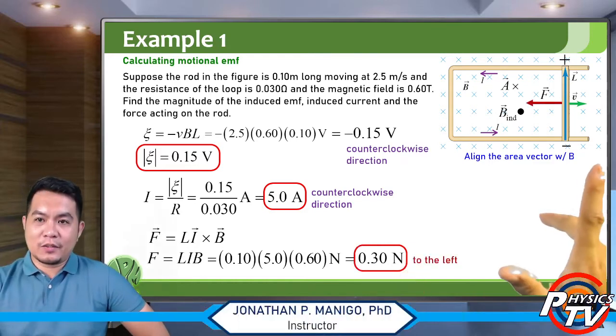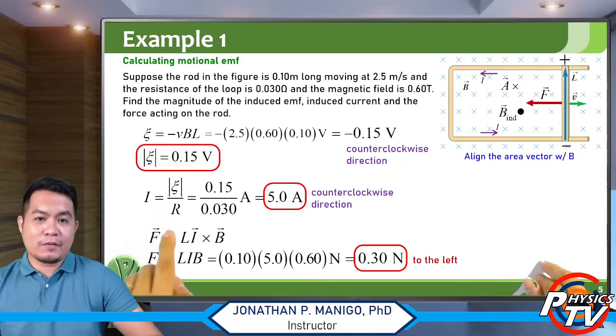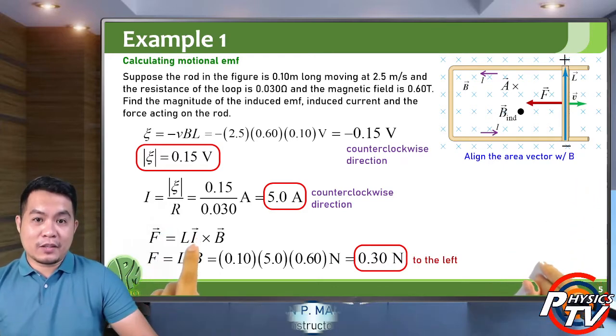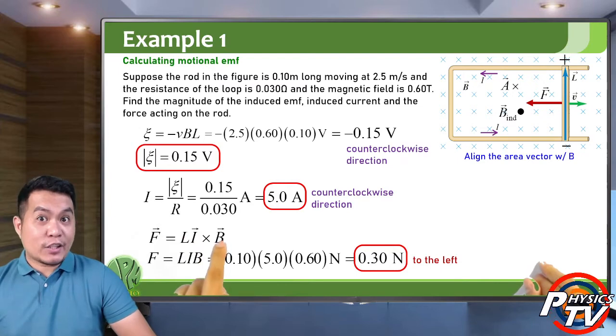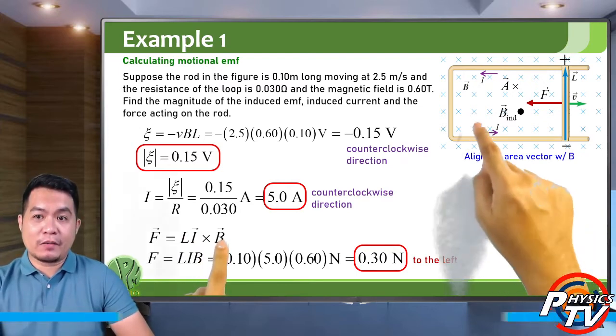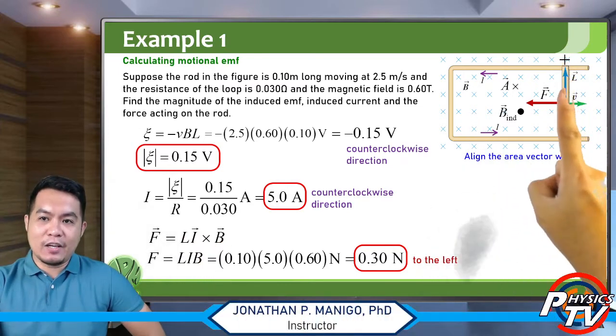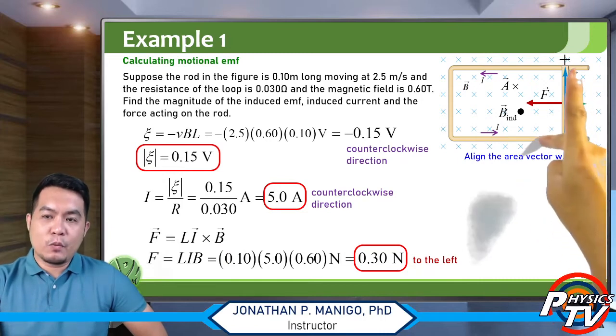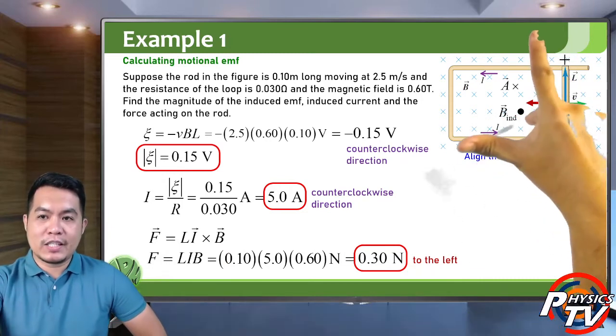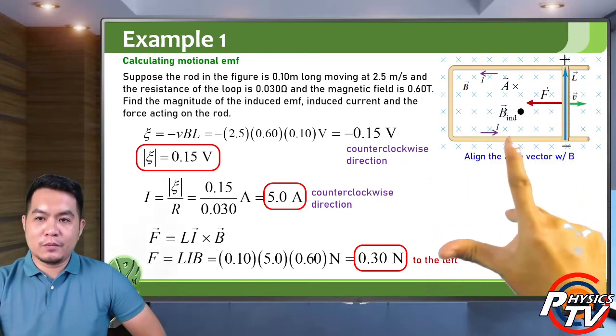So using the right hand rule, L I cross B, the magnetic force on this current carrying conductor exposed to an external magnetic field. The external magnetic field is into the page, so I going up, B going into the page, therefore the force is in this direction, using the right hand rule.